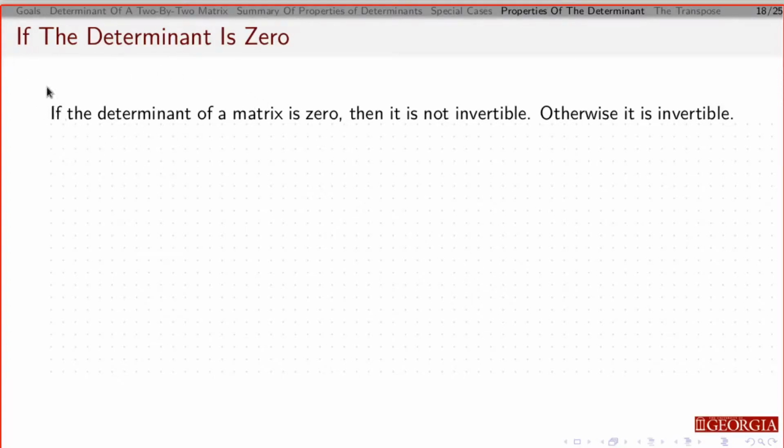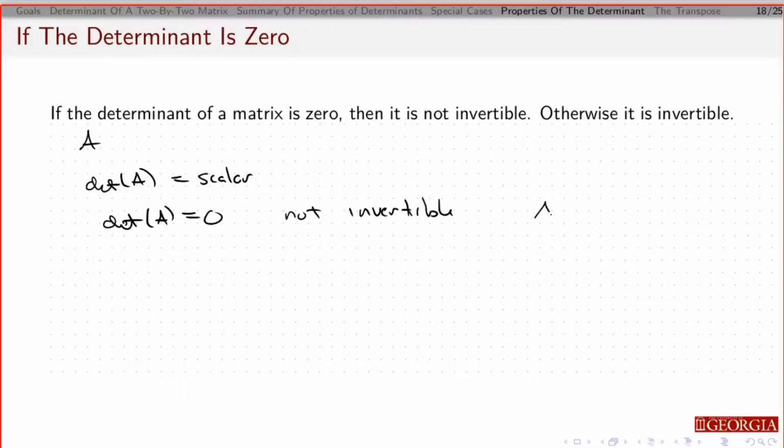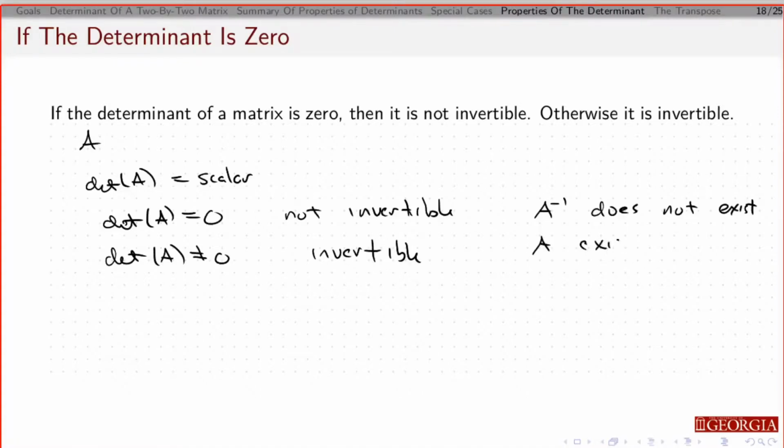So again, what do we have? We have that if we have this matrix A, the determinant is a scalar, and if the determinant of A is 0, it's not invertible, and A inverse does not exist. If the determinant of A is not 0, it is invertible, and the A inverse does exist.